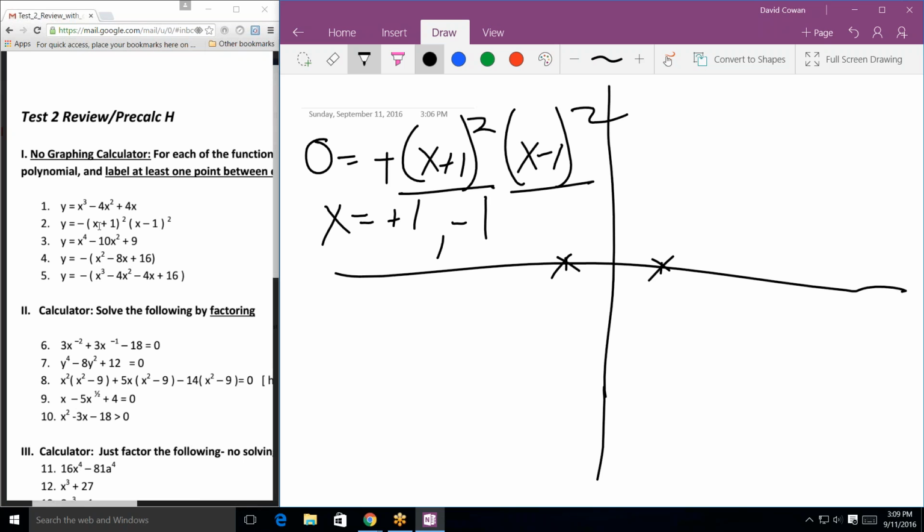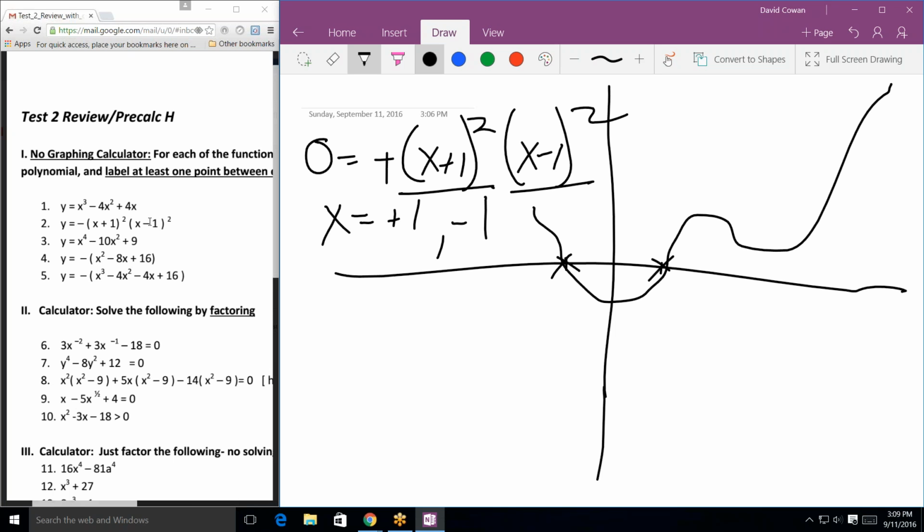Notice that this left term becomes a quadratic, x squared. The right term becomes a quadratic, x squared. And when you multiply them together, you get x to the 4th. So it's definitely a quartic. Now, quartics have maybe 3 intercepts. In other words, a quartic could look like this.